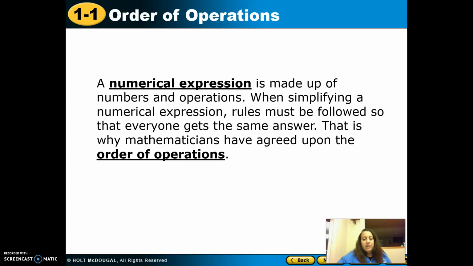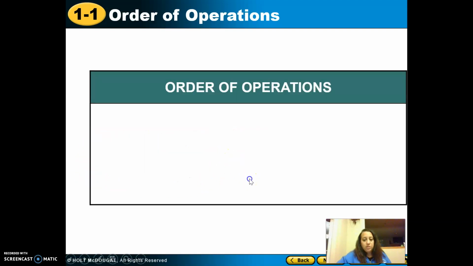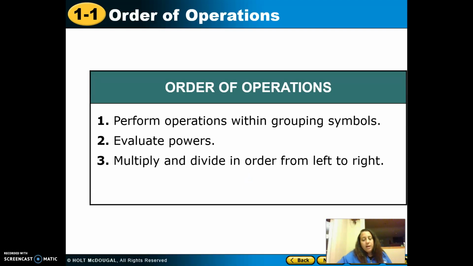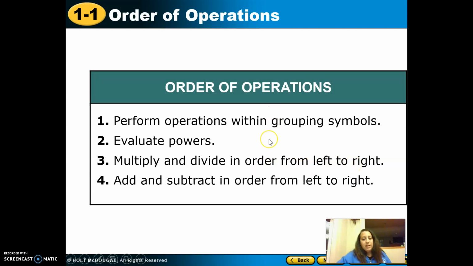In order to get the correct answer, you have to follow a certain order, and that's what we call order of operations. Our order of operations always starts out with grouping symbols, so parentheses, brackets. The next is evaluating powers, or better known as exponents. The third step is to multiply and divide, and when you have multiplication and division in a problem, you're going to go from left to right in that order. And then the last is add and subtract in order from left to right as well.